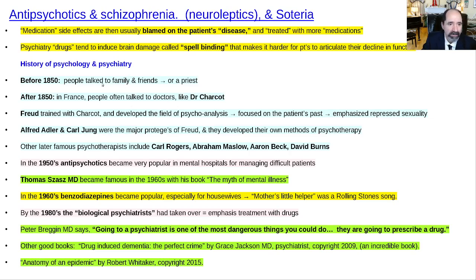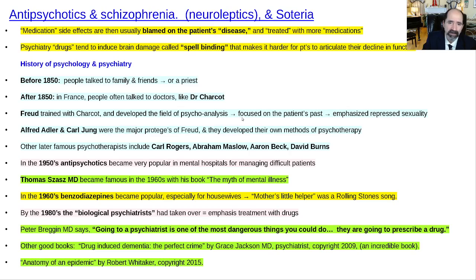Okay, the history of psychology and psychiatry. Before 1850, people would talk to their family, to friends, or to a priest. After 1850 in France, they'd go to doctors quite often, like Dr. Charcot. He was a famous neurologist, became famous for treating the hysteria patients. There's a beautiful picture of Charcot at the Salpêtrière, the name of his hospital in Paris. You can see that if you go to Wikipedia.